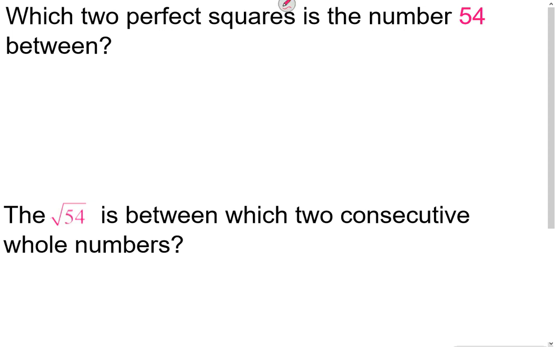So I like to just write down my 54, and then I have to think about perfect squares that are close to 54. Well, I think back to our lesson on perfect squares, and 49 is a perfect square close to 54. Let me write that down. So I have 49, which is smaller than 54. But then my next perfect square was 64, which is bigger than 54. So I look at that and go, 54 is between the perfect squares of 49 and 64, which then leads me to my next question.